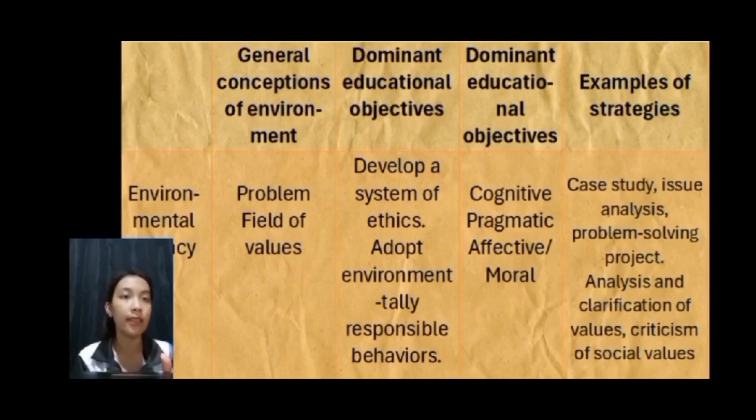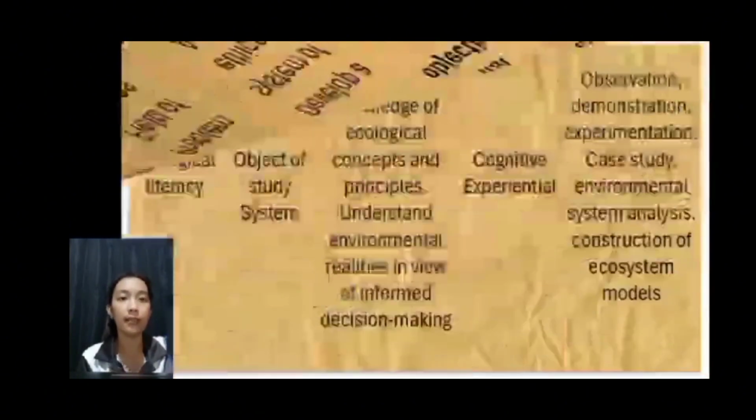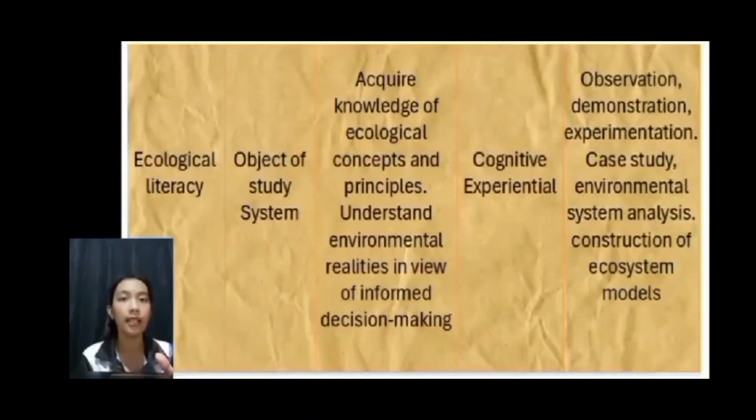The third one, the pedagogies, is the cognitive, the pragmatic, and the affective or moral. And examples of strategies are case study, issue analysis, problem solving, project analysis, clarification of values, and criticism of social values. So those are the examples of strategies that can be used in environmental literacy. So now let's proceed to the second one, which is ecological literacy.